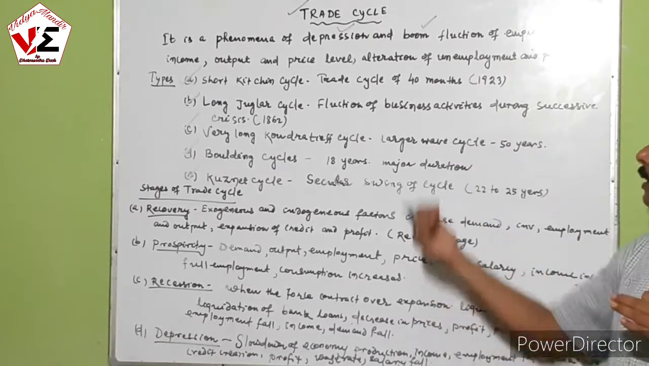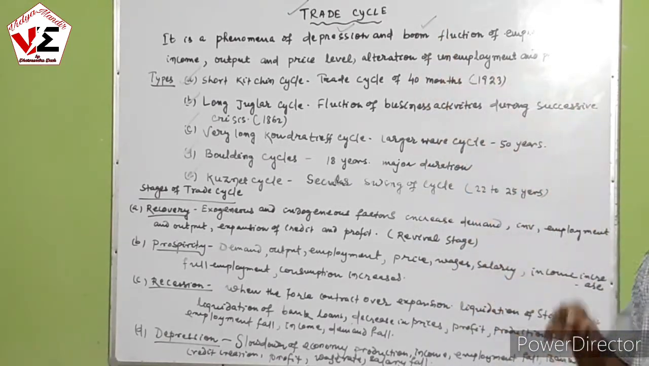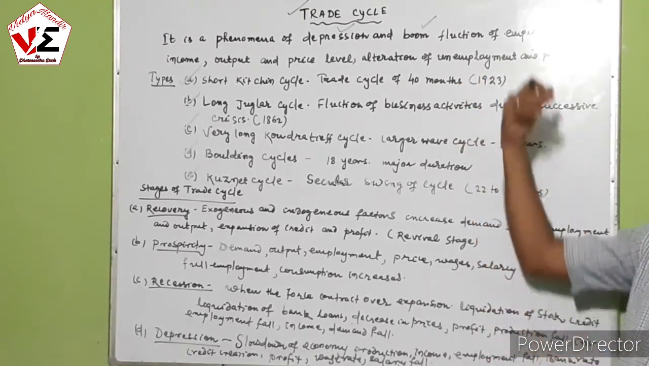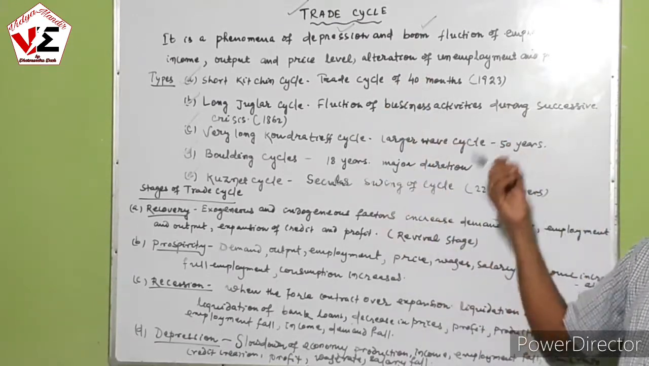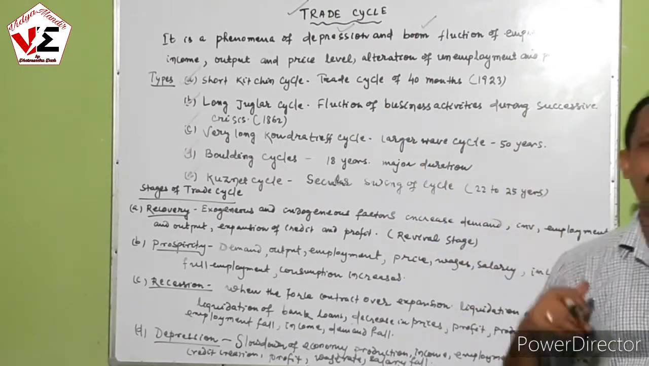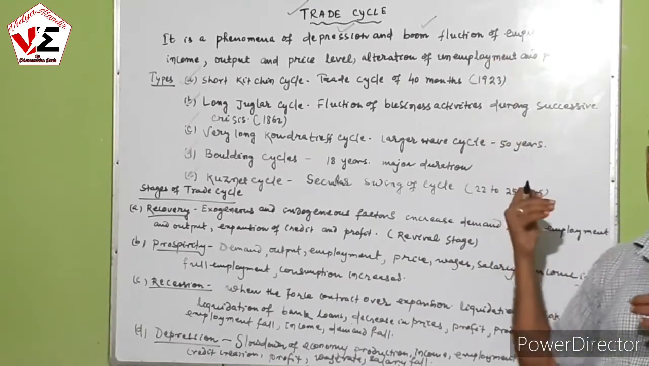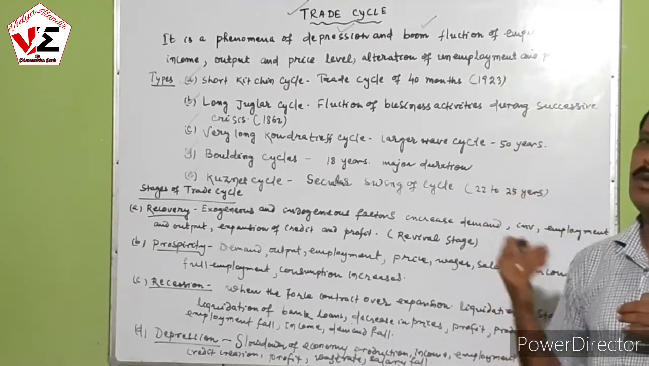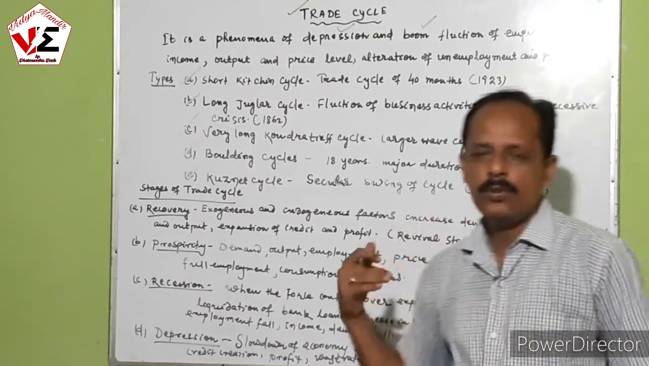So you see what actually happens in the trade cycle: the various phases are there, and the fluctuation in the economy, depression and prosperity, are the various factors responsible for the operation of the trade cycle in the economy. So we see that the trade cycle is a very important factor for the development of the economy of the world. So you people understand this properly, and this much for today.